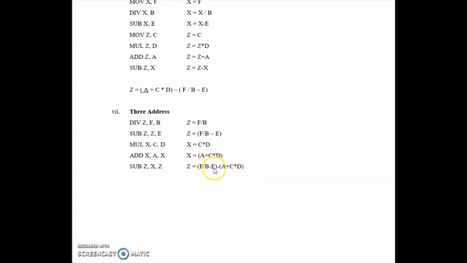As you can see, this is the postfix of the expression here. And before I forget, the fewer three addresses you make, the better it will be.